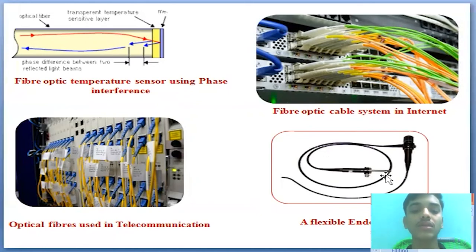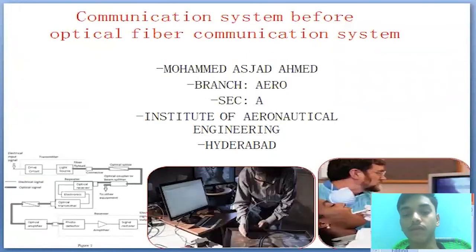Now the last diagram is optical fiber used in telecommunication. This is how optical fiber is used in telecommunication. Previously, without its presence, the network would not be clear for us, and buffering and many such things would happen. So this is what the communication system before optical fiber communication was. As you can see here, dentists are also using it, and this is the process of optical fiber communication.